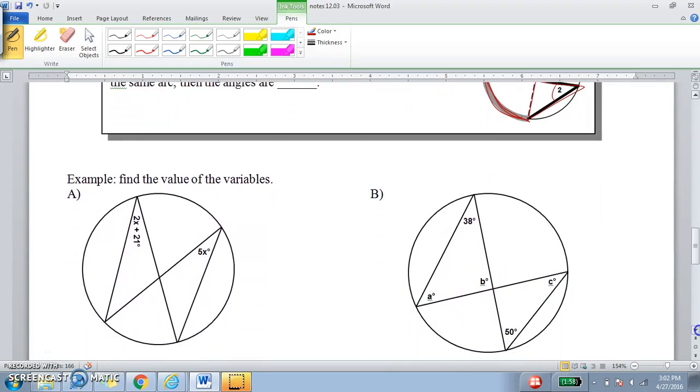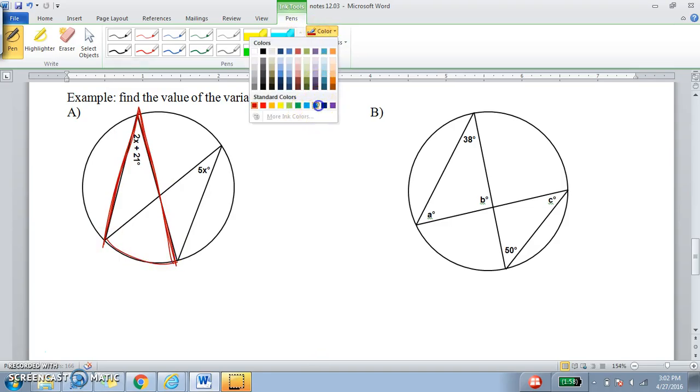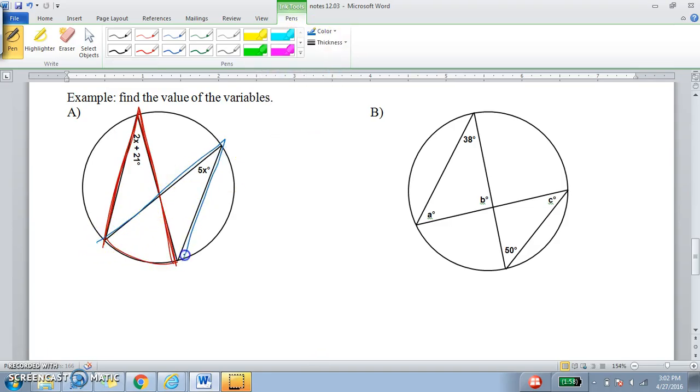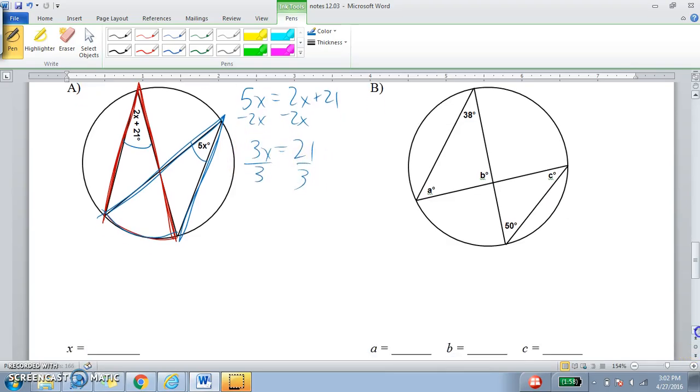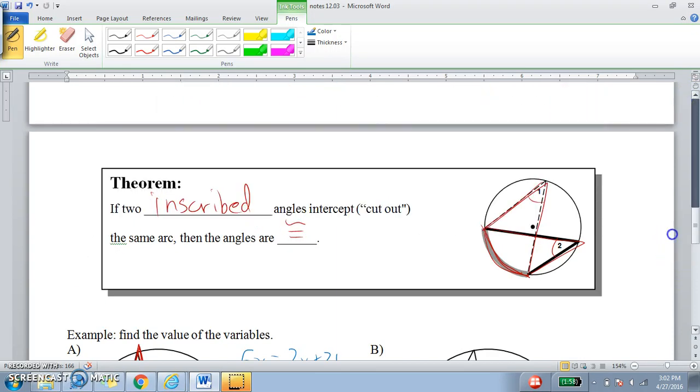So to find the value of the variables, this arc right here, I'll do it in different colors. So this angle right here is cutting this arc out of the circle. This angle right here is also cutting that same arc out of the circle. So this angle is the same as this angle. 5x would equal 2x plus 21. I get all the x's on one side. 3x equals 21. I divide by 3, and I get x equals 7.